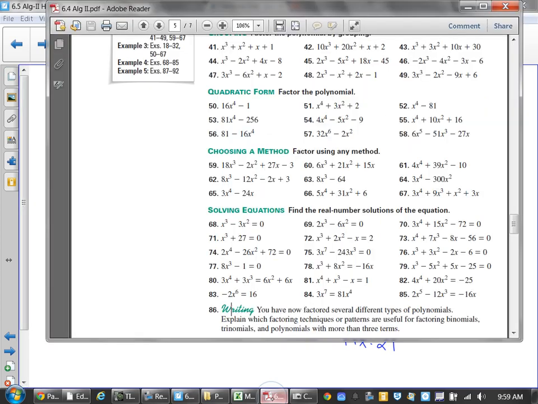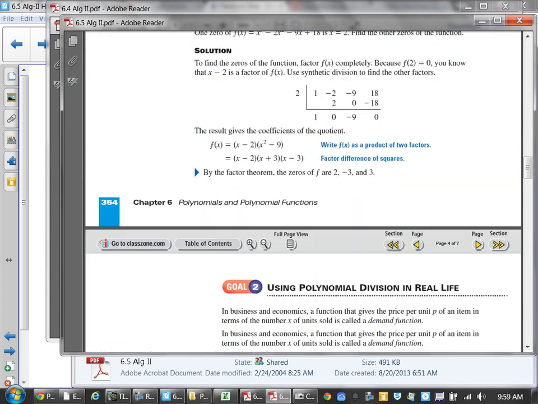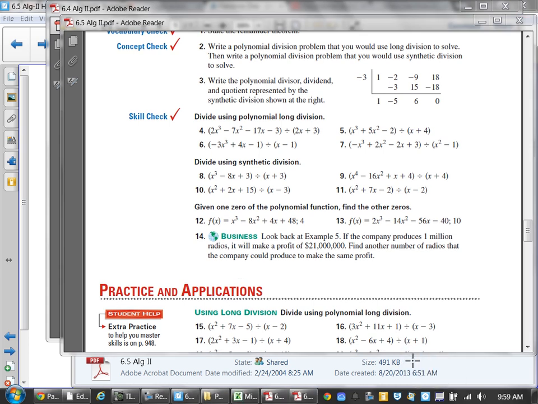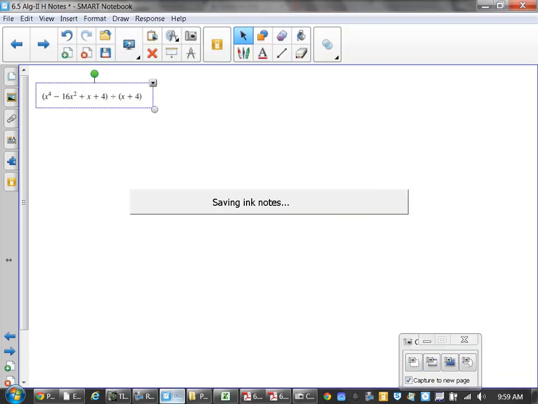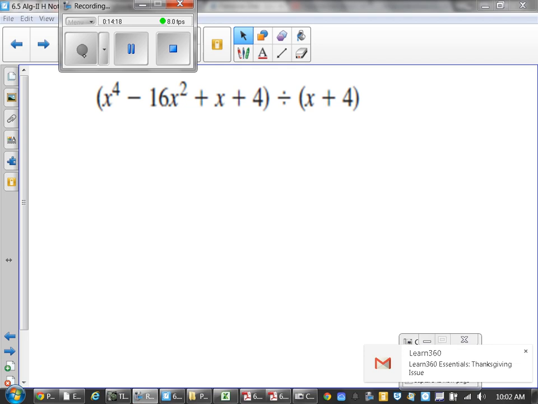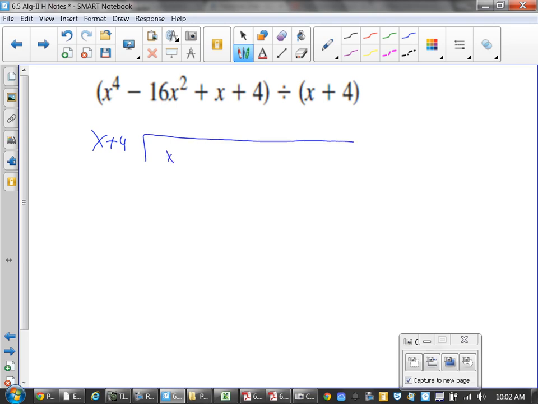Oh, there's a 0 here. All right, so we have an x plus 4 into x to the 4th plus 0x cubed minus 16x squared plus x plus 4. I remembered my 0.